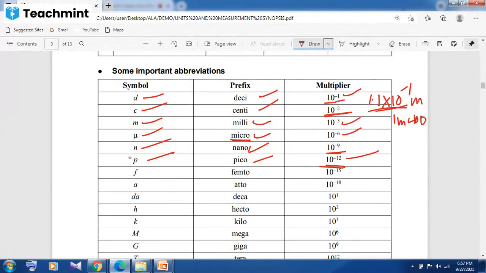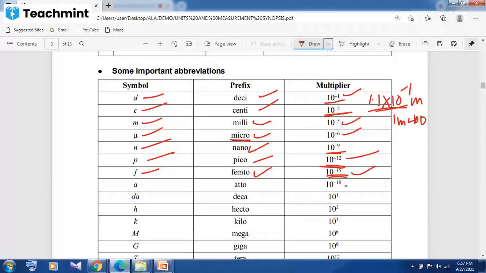Then comes small letter f. What is small letter f? Femto. Write down. Femto is equivalent to, suppose you have any measurement and that measurement has 10 power minus 15 order, then it is femto. So imagine you have measured something and it comes with 10 power minus 15 after some number. You need not write 10 power minus 15. If you write femtometer, it is understood that it is 10 power minus 15.